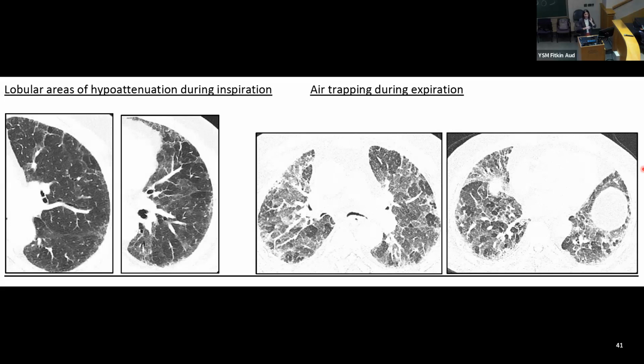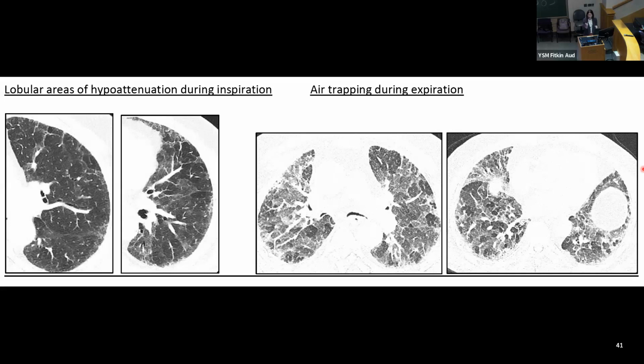What we are finding in some of our registry data, one paper Daniel Marinescu just published in Chest, shows that if you have a typical HP pattern, about 30% of people actually don't have HP. So is it a typical HP pattern, or should we be calling it something else?